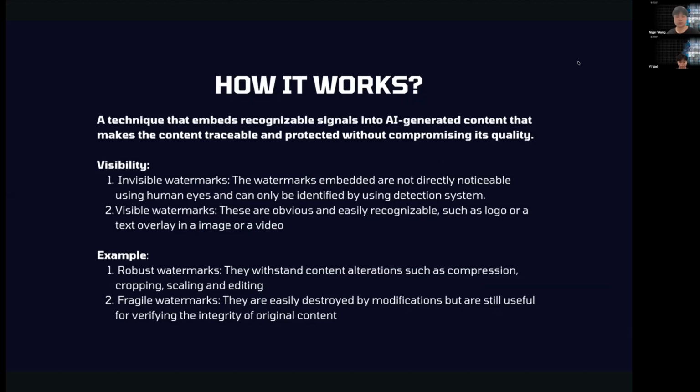So there are two examples of watermarks, which are robust watermarks and fragile watermarks. Robust watermarks withstand content alterations such as compression, cropping, scaling, as well as editing. Fragile watermarks are easily destroyed by modifications but are still useful for verifying the integrity of the original content.